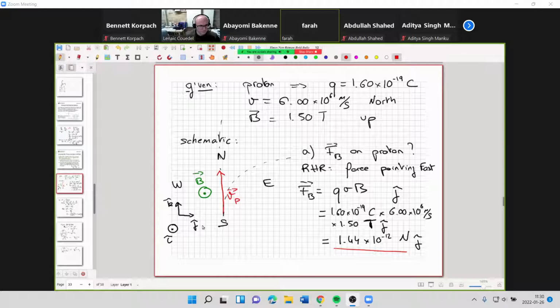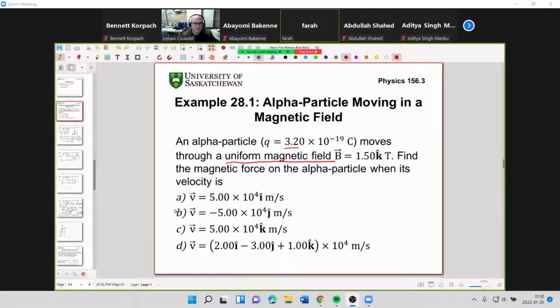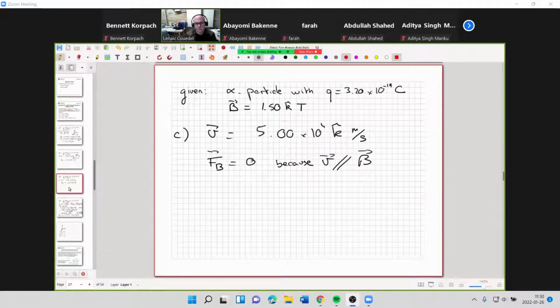Can you go back to the first example? Yes. Can you show me the answer of part C? Yes. So for C, yep. Okay, thank you. Any other question?